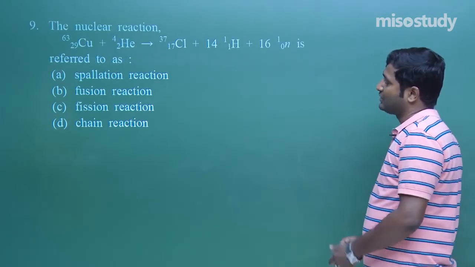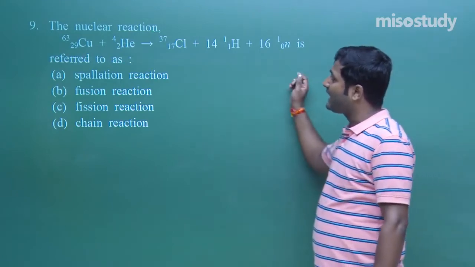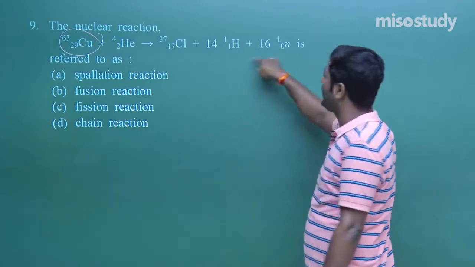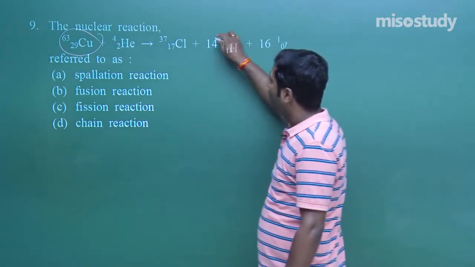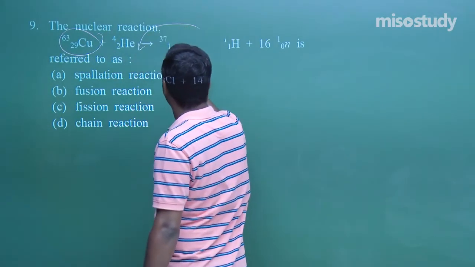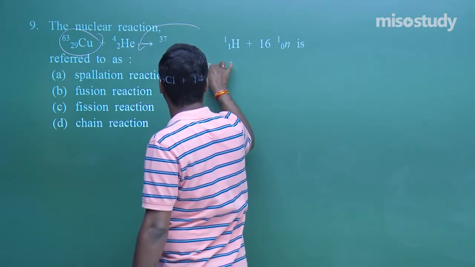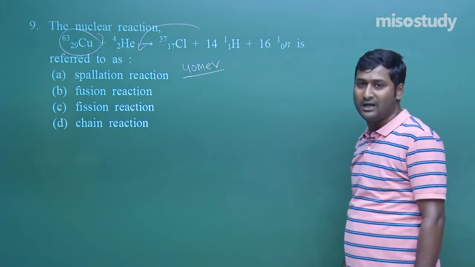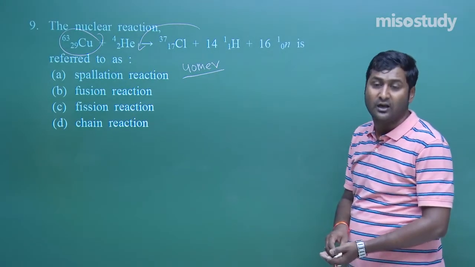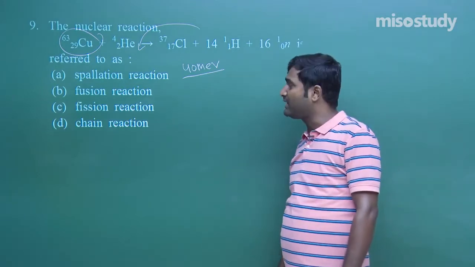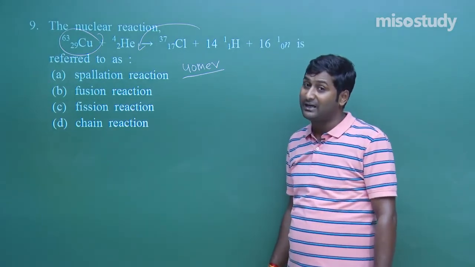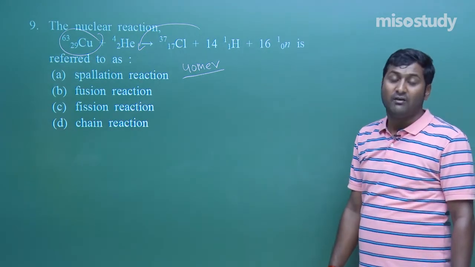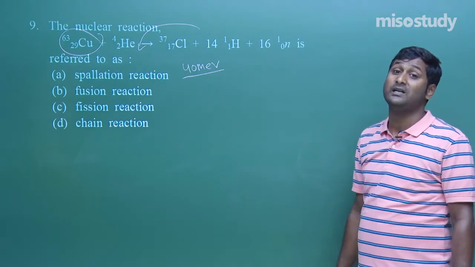The nuclear reaction is referred to this type of reaction when a bigger nucleus breaks into different types of nuclei. In this case, we require a projectile of around 40 mega electron volt, and this type of reaction is known as spallation reaction. Clear to you? These are the types of reaction. First one is projectile absorb reaction, second one is particle reaction, third one is spallation reaction, fourth one is fission reaction, fifth one is fusion reaction, and the last one is chain reaction.